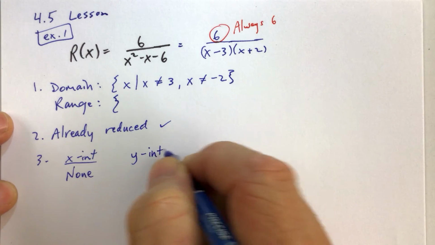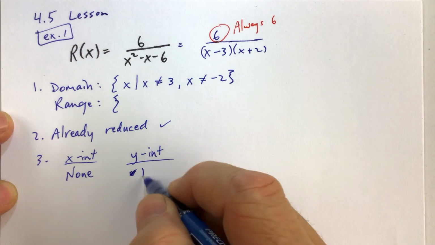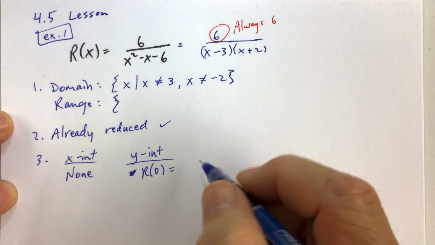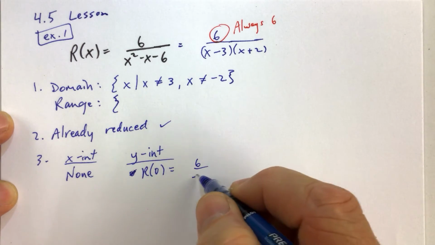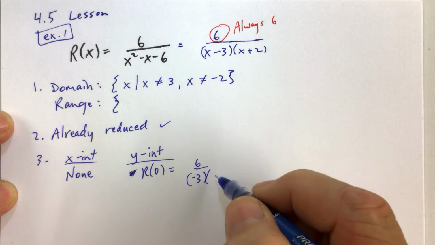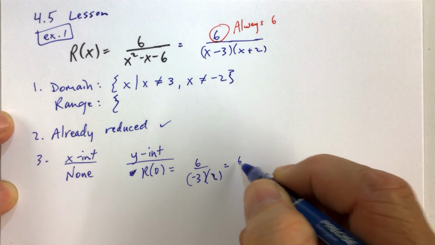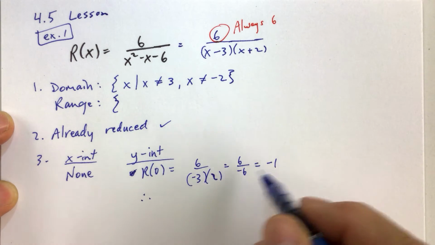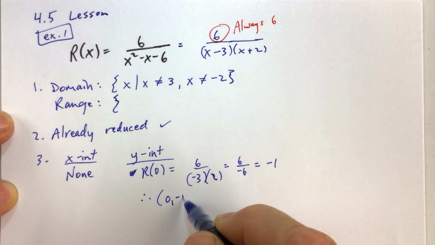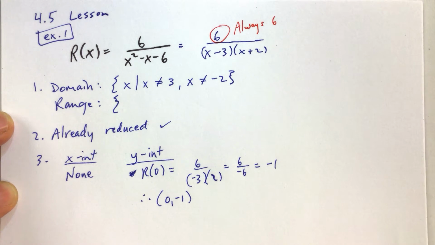Well, the y-intercept, we already know how to do that. Let's actually use r. So r of 0: when we replace x with 0, we get 0 minus 3 in the denominator, and 0 minus 3 is -3. And 0 plus 2 is +2. Then we get 6 divided by -6, so we get -1. So if r of 0 is -1, then the ordered pair (0, -1) is the y-intercept. And that's all we have to do for that part.